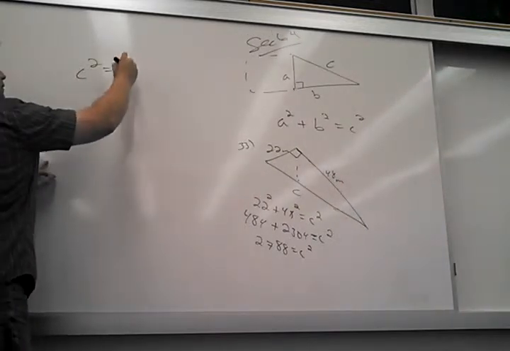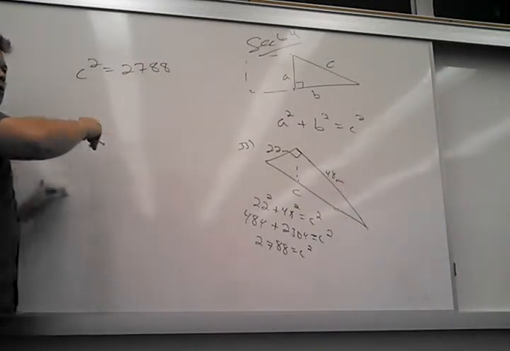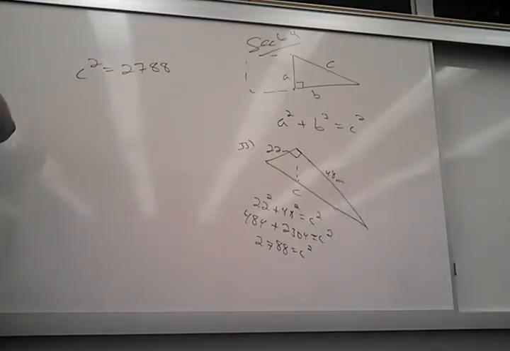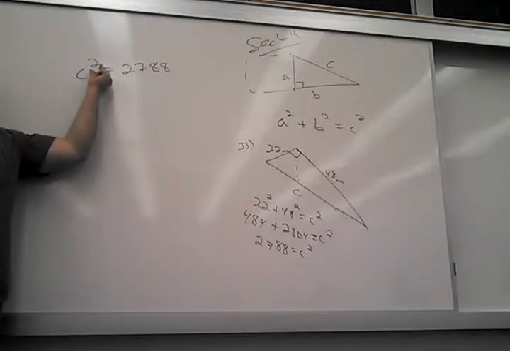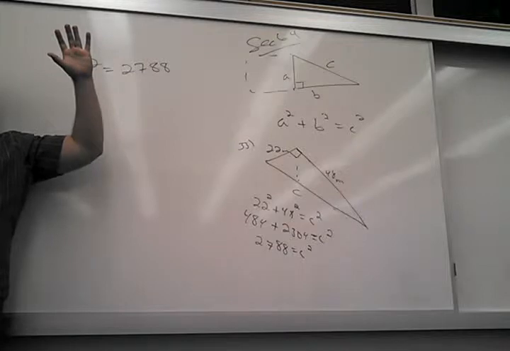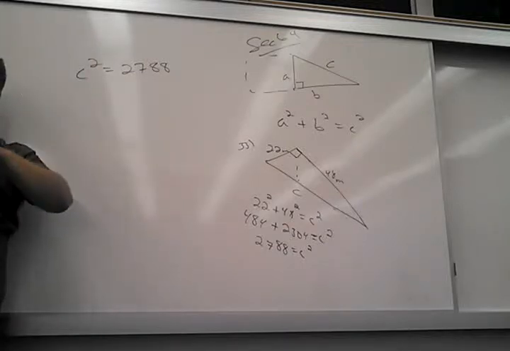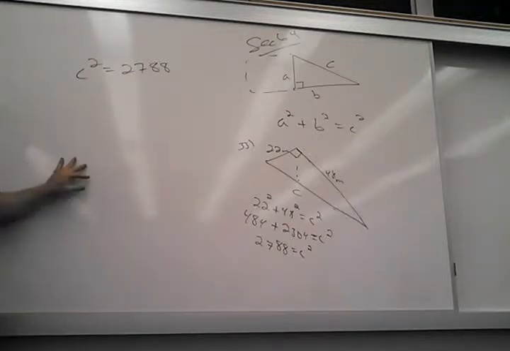So right now I've got this. What's the opposite of squaring something? Not squaring. Anti-squaring. Circling it. So the opposite of squaring something is square rooting something. You with me?